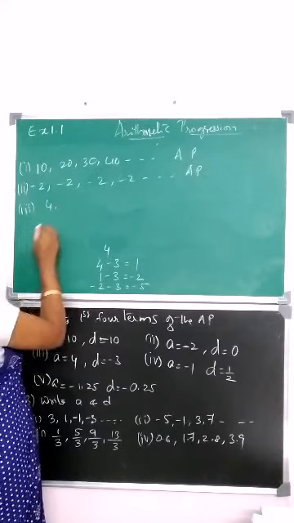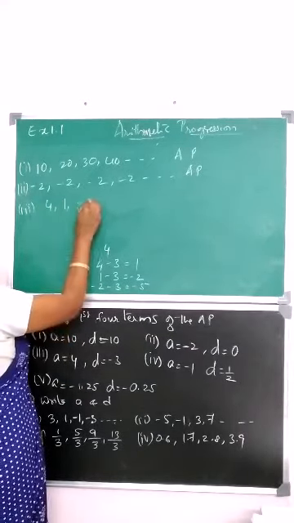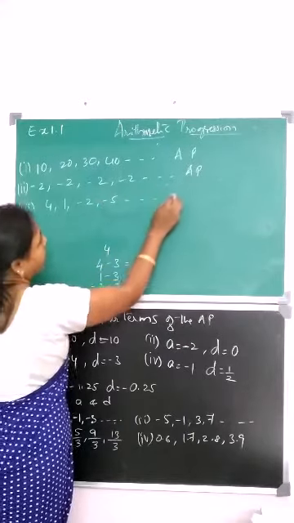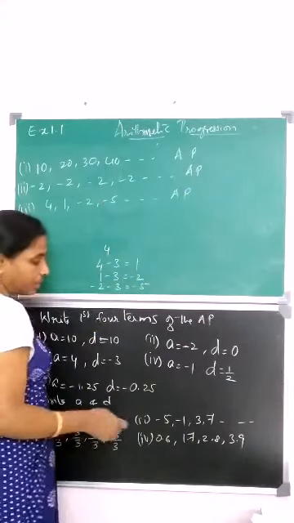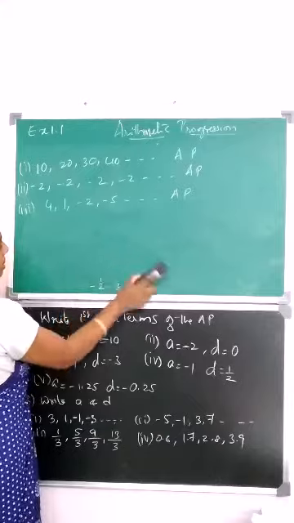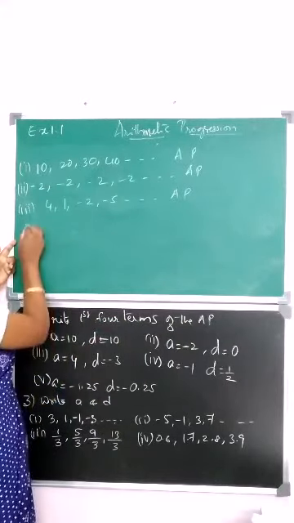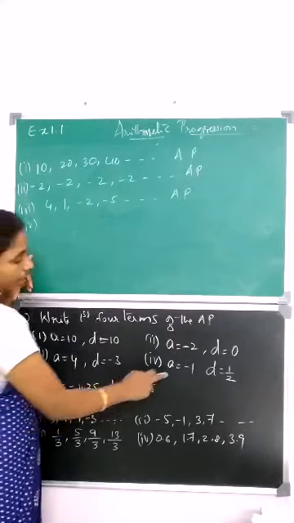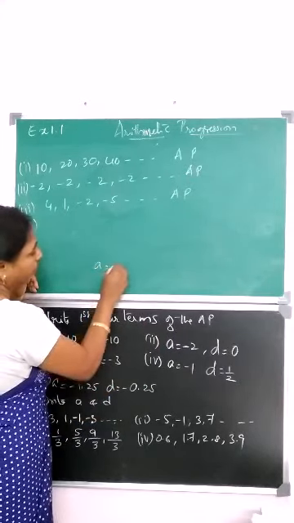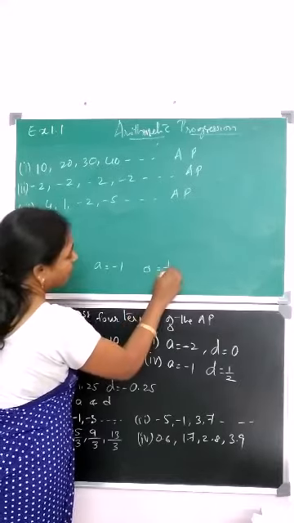We got the AP as 4, 1, -2, -5, etc. are in AP. So this is the third answer. Now let us go to the fourth one. In the fourth one you can just observe what is given. In this A is -1 and the difference is half.